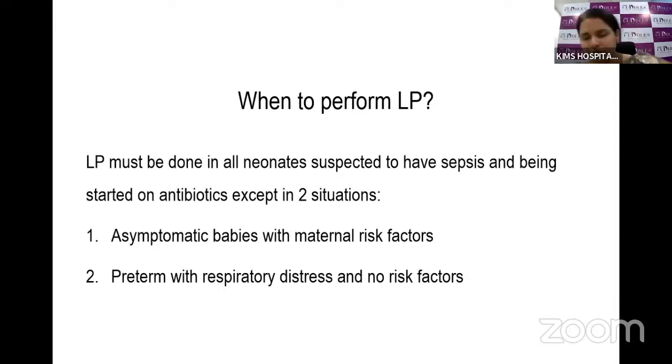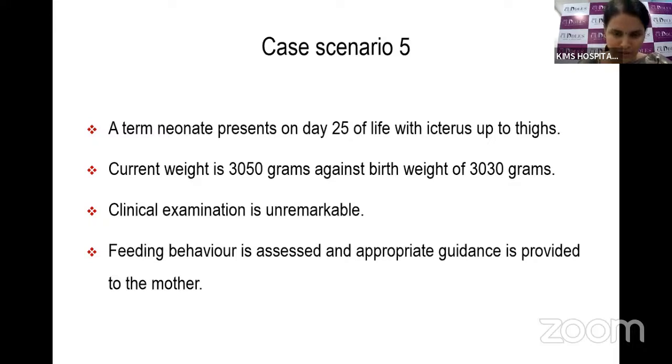Now, next coming to the question of whether or not to perform lumbar puncture. The above baby did not have any evidence of clinical chorioamnionitis, and hence, based on the presence of 3 significant risk factors for early onset sepsis, we would consider starting antibiotics. Nevertheless, although the baby is asymptomatic and the mother did not have features of chorioamnionitis, lumbar puncture would be deferred in this particular scenario. This is because lumbar puncture is to be done in all neonates suspected to have sepsis and being started on antibiotics, except in 2 situations: asymptomatic babies with risk factors, such as the index case, or preterm newborns with respiratory distress and no other fresh risk factors.